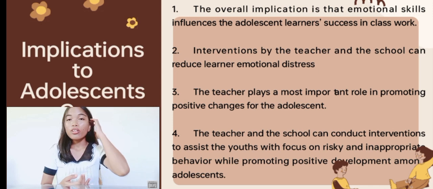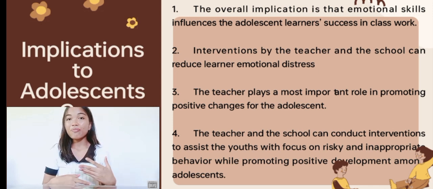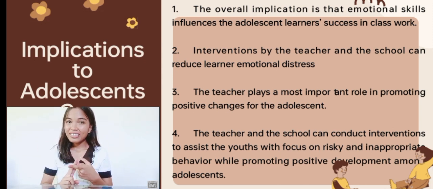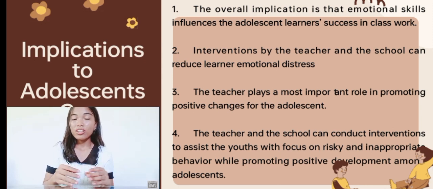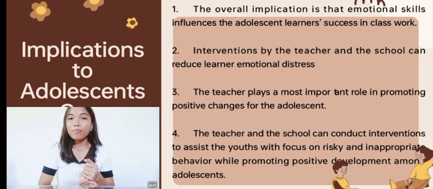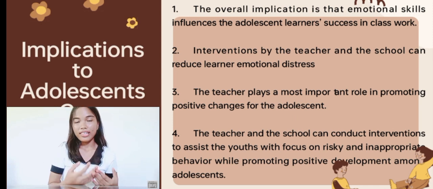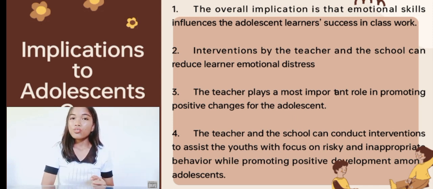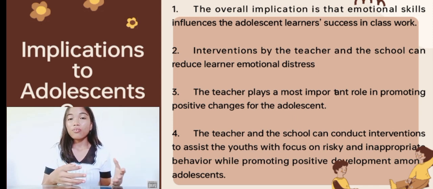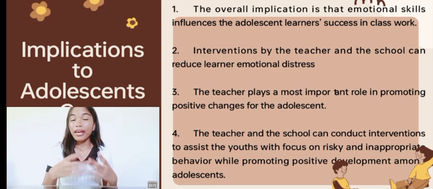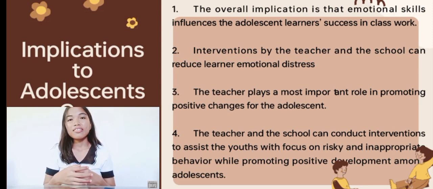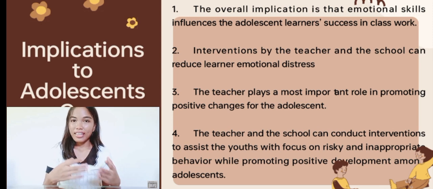First, the overall implication is that emotional skills influence the adolescent learner's success in classwork. Second, interventions by the teacher and the school can reduce learner emotional distress. Third, the teacher plays a most important role in promoting positive changes for the adolescent. Number 4, the teacher and the school can conduct interventions to assist the youth with focus on risky and inappropriate behavior while promoting positive development among adolescents.